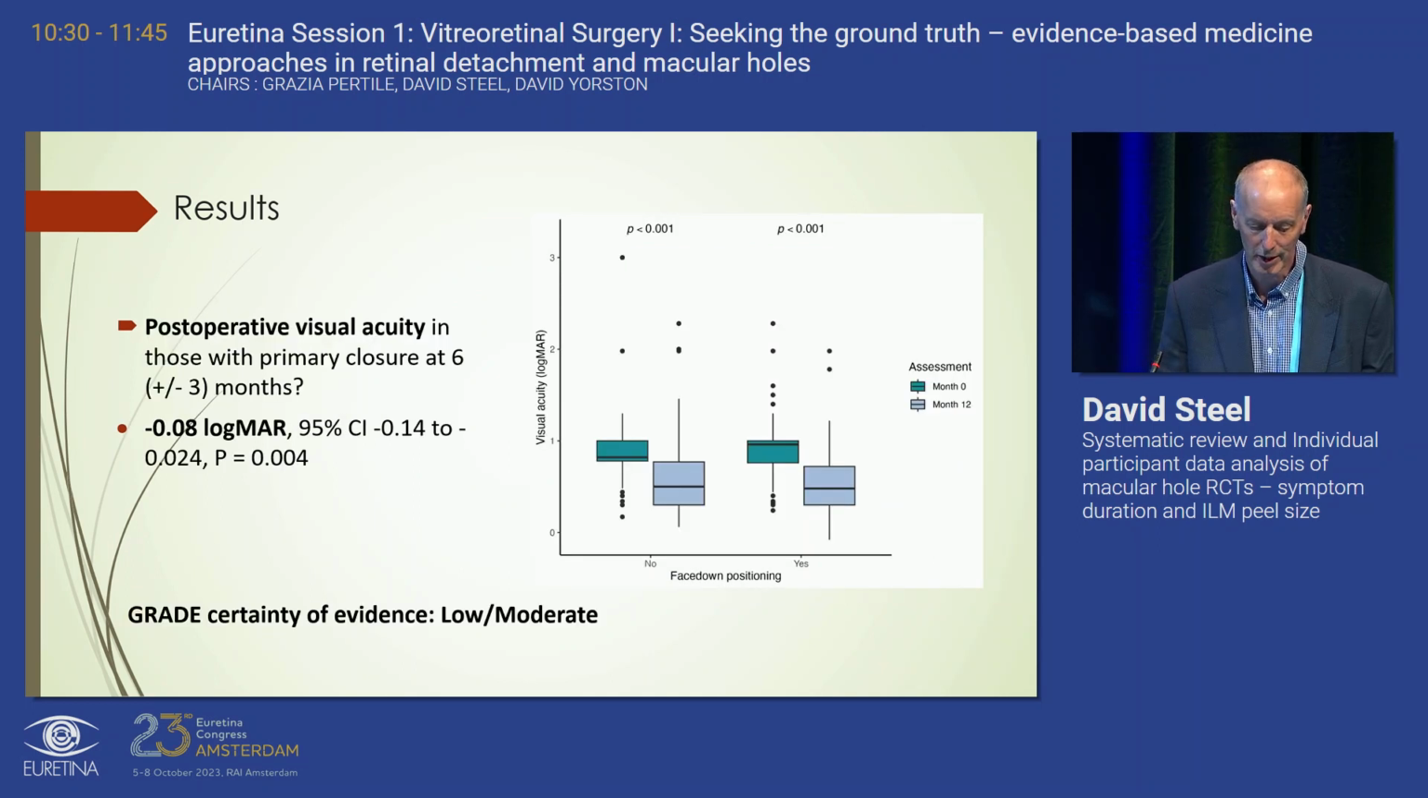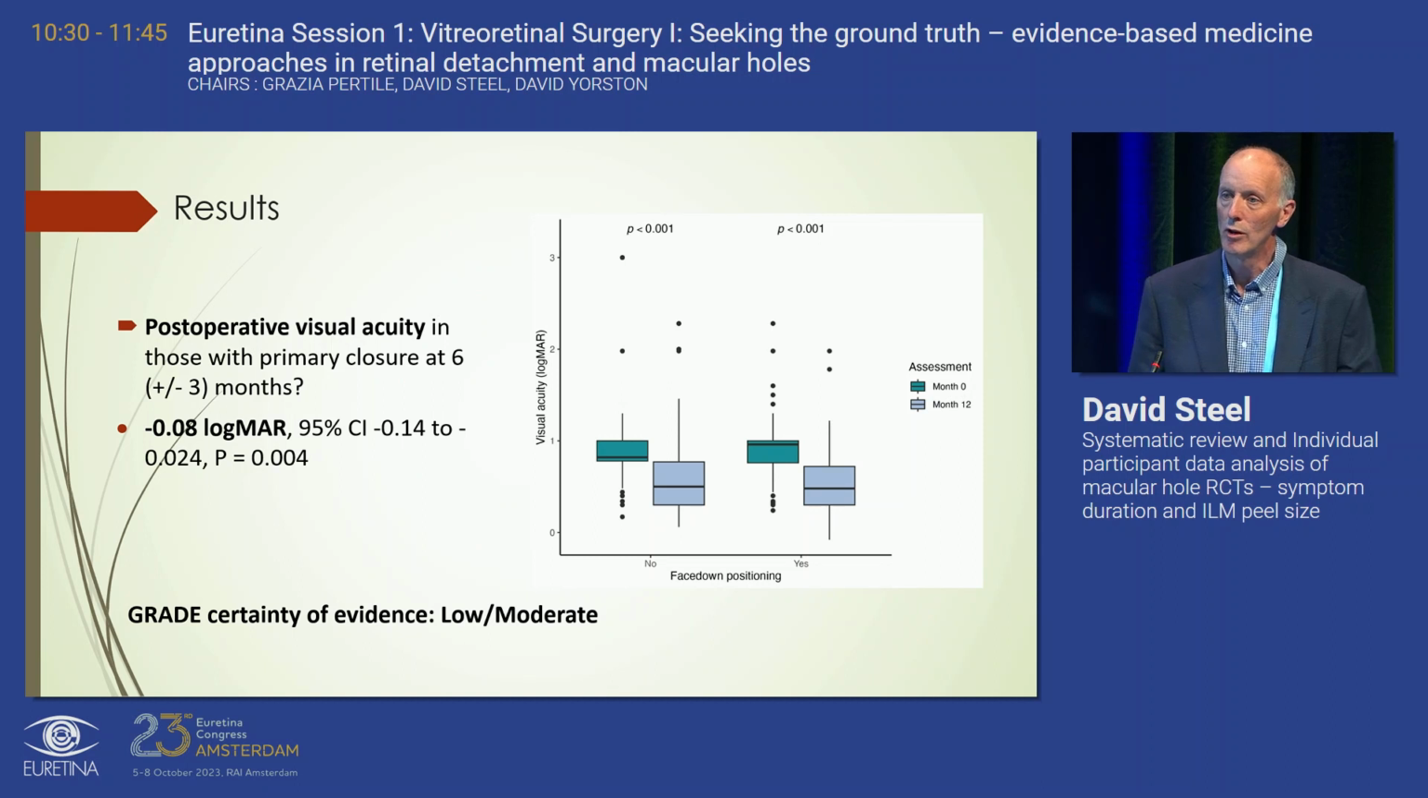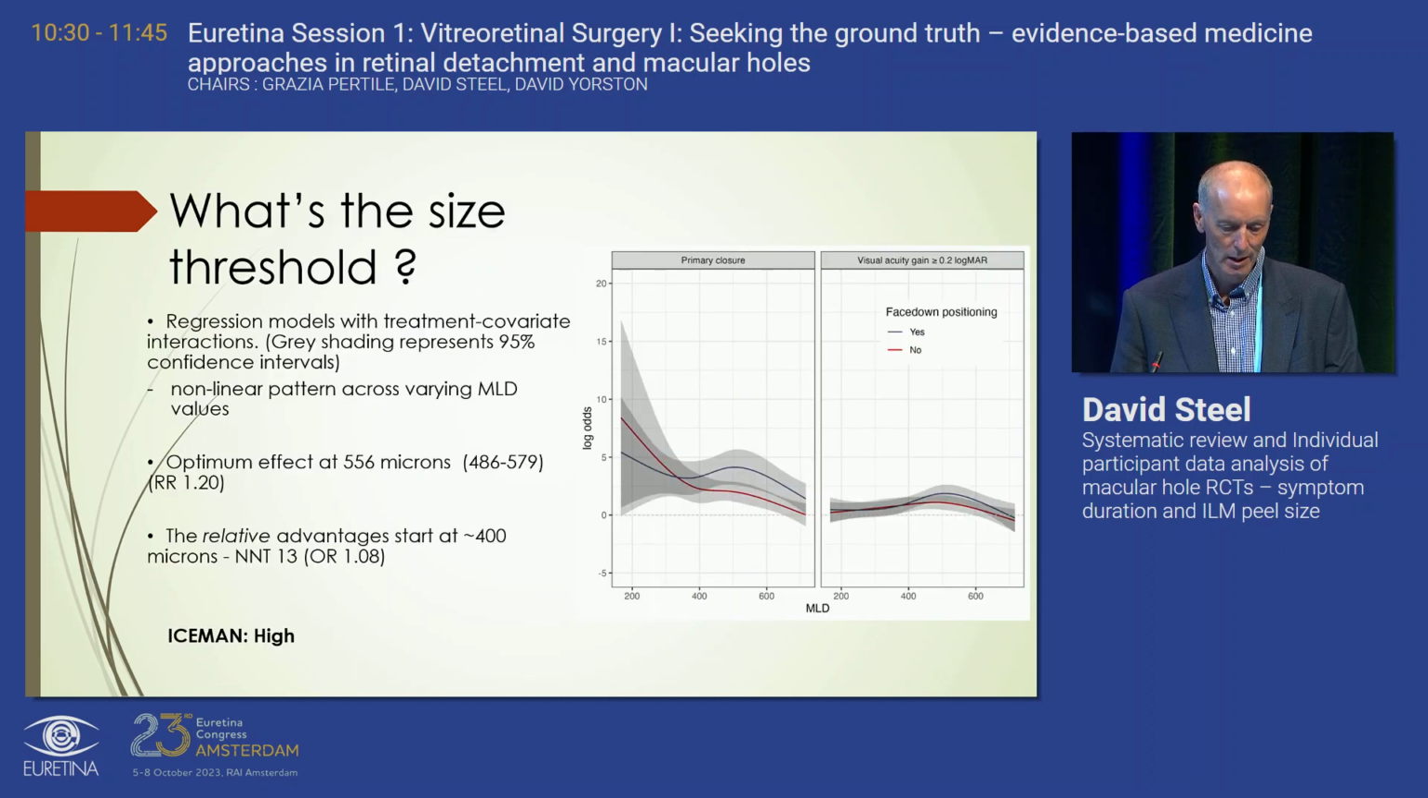For postoperative visual acuity, again, interestingly, there was a benefit from face-down positioning of 0.08 logMAR, so about 4 letters, which was again identical to the aggregate meta-analysis, but was significant. So our confidence intervals were all beneficial, above 0. And again, significant. We judged the level of evidence, this is preliminary, but we think probably low. Possibly moderate, but probably low. It's still being debated.